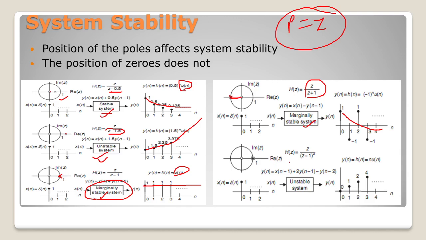In the next system, n times u of n, you will find repeated poles. So this system is called an unstable system, and the graph is like this. The output is not bounded because it keeps increasing with the value of n.